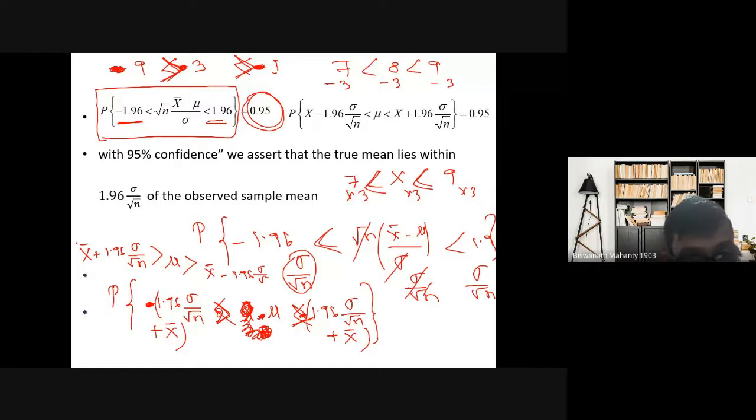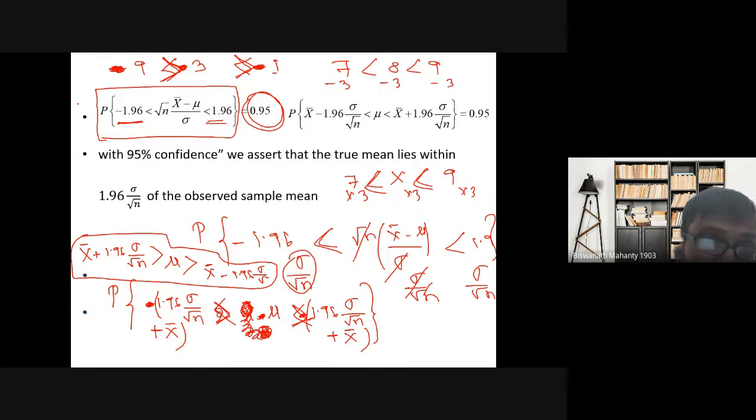sigma by root 10. This is a very interesting statement. We have nearly finished; we are all done. I can say with 95%, because it is a probability, and you see, the probability statement is still there. What I'm saying is that the population mean will be greater than this value and less than this value with 95% confidence. Am I clear? So we found that the population mean will be in between this and that.